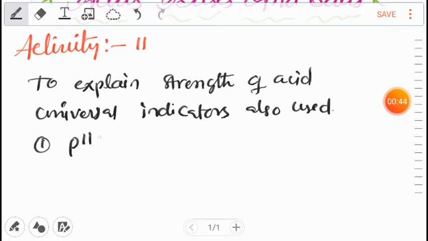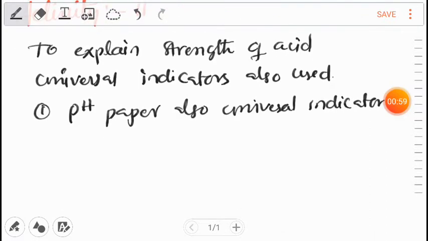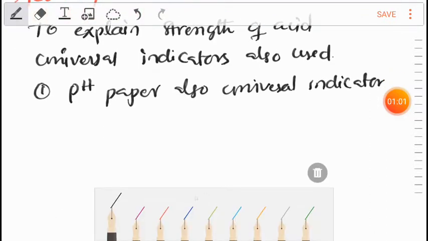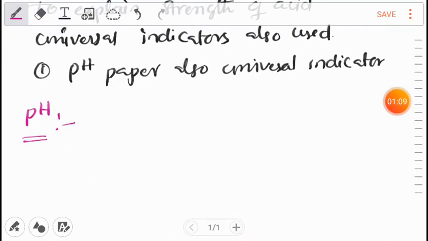Okay, what is meant by pH, and how can we explain the strength of the acid with pH? Strength in the sense of strongness of the acid. For example, H2SO4, I explained it before. H2SO4 is a strong acid, acetic acid, which is vinegar, is a weak acid.